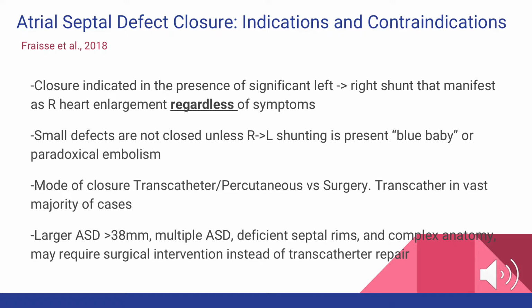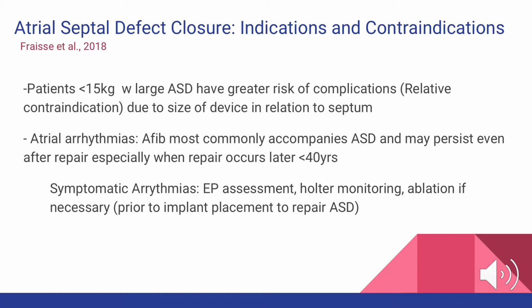However, that has its limitations. Surgical closure is recommended when larger ASDs are present, greater than 38 millimeters, multiple ASDs, deficient septal rims, and complex anatomy. Other limitations of transcatheter repair include a smaller patient. Patients weighing less than 15 kilograms with large ASD have greater risk of complications, so it is a relative contraindication. It's because of the ratio between the size of the device versus the patient's septum.